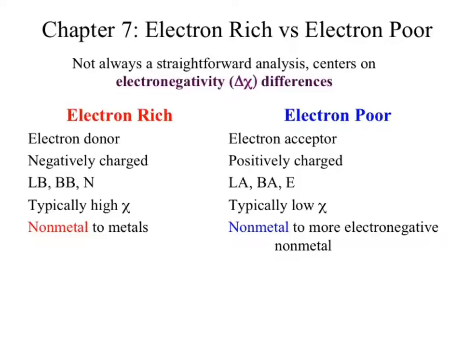Electron-rich. If you have an electron-rich atom, that can also be referred to as an electron donor. Okay? Electron donors tend to be negatively charged because electrons are negatively charged. If we have more electrons, it should become negatively charged. Okay? This would then correlate or match to LB.